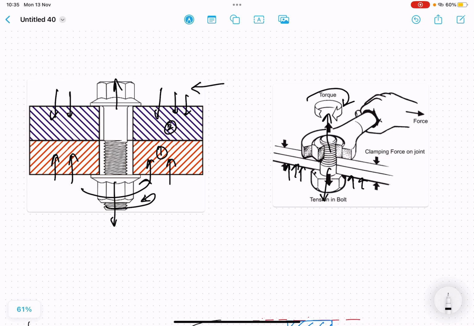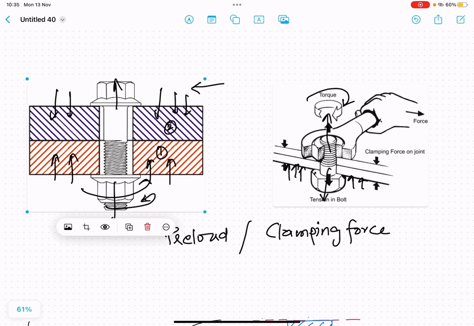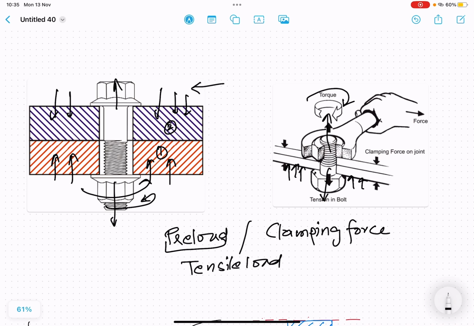Now in this, there are two terms that we must understand. One is the preload and the other is the clamping force. What exactly is preload? Preload is just like a tensile load. Preload is basically the tensile load developed in the bolt due to tightening torque. So whenever we are providing some tightening torque, there is a tensile load developed in the bolt, and that tensile load is called preload.